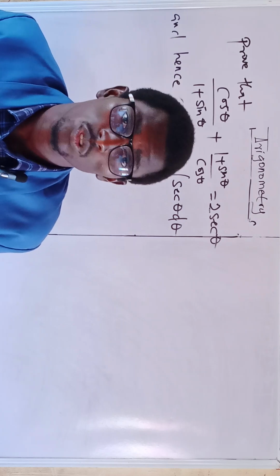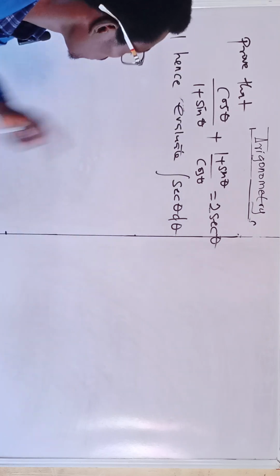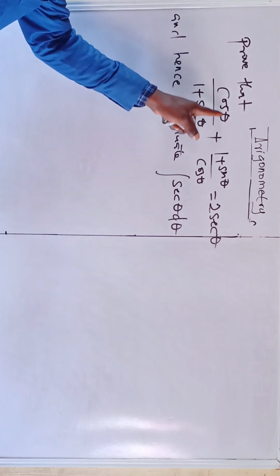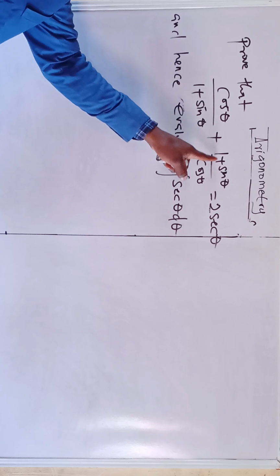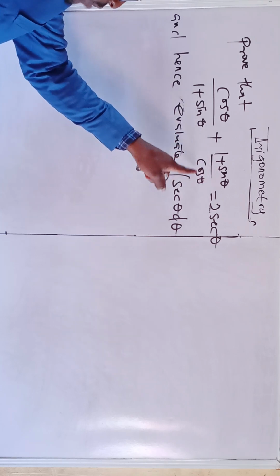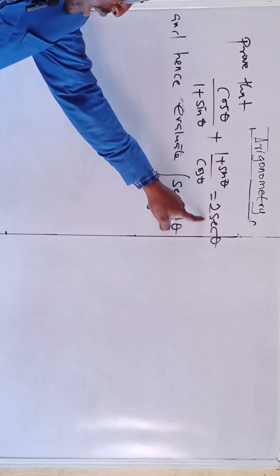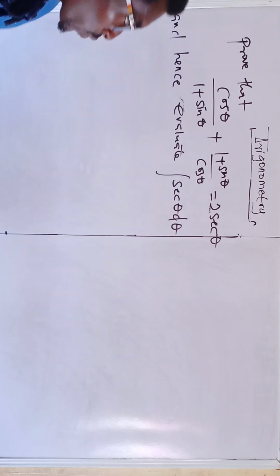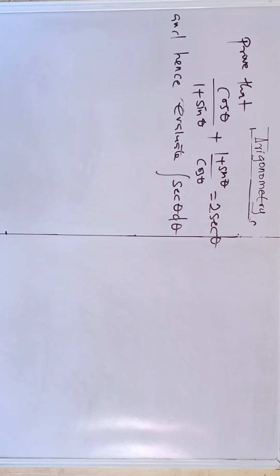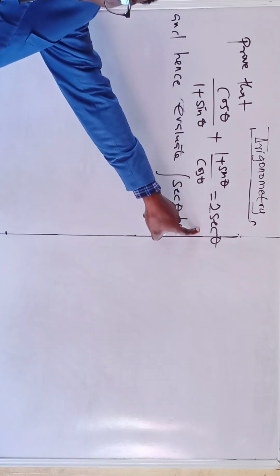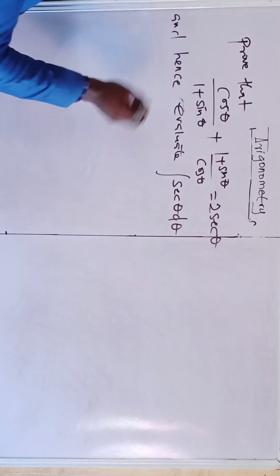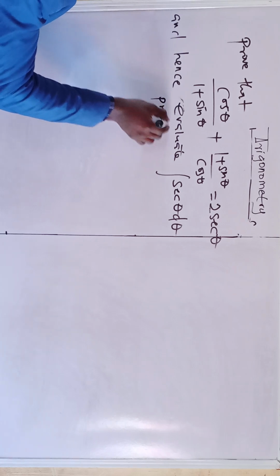All right. Now we want to look at the solution of this problem on the board. To prove that cosine of theta over 1 plus sine of theta plus 1 plus sine of theta over cosine of theta is equal to 2 secant of theta. Now I want to show that the left-hand side is equal to the right-hand side. So what we shall do, we can write proof.